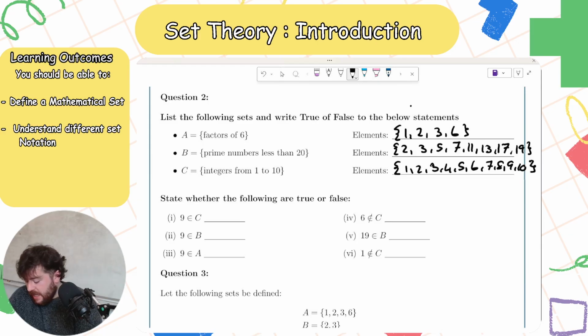Now state whether the following is true or false. 9 is an element of C. Is 9 in this set? Yes, it is. It's over here. So that is true. 9 is an element of B. That is not true. False. 9 is an element of A. That's also false. 9 is not in either of these first two sets. 6 is not an element of C. Well, 6 is an element of C. There it is. Therefore, this is false. 19 is an element of B. That is true. And finally, 1 is not an element of C. Well, that is false because 1 is in my set here.